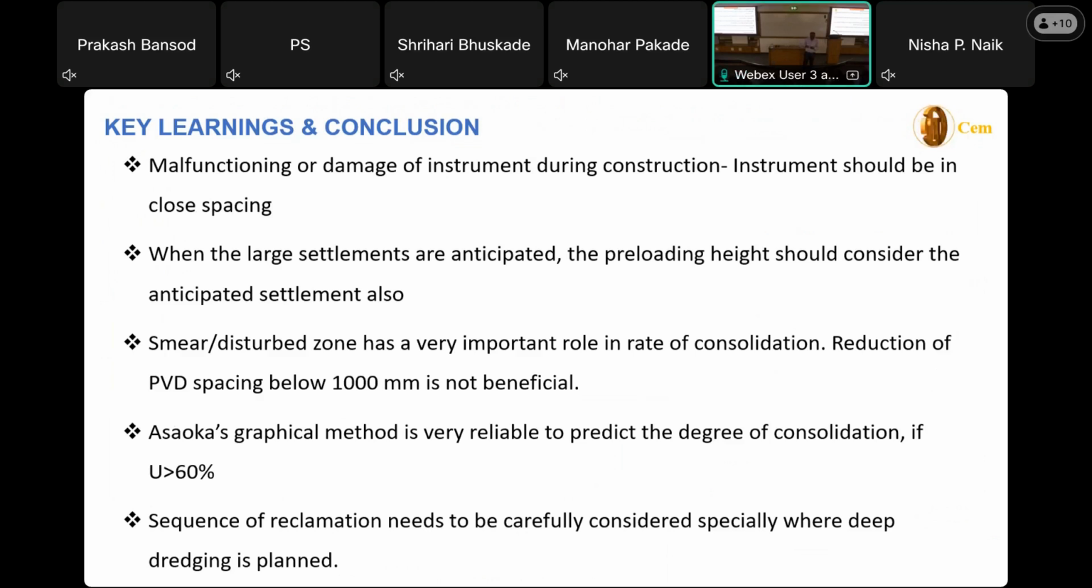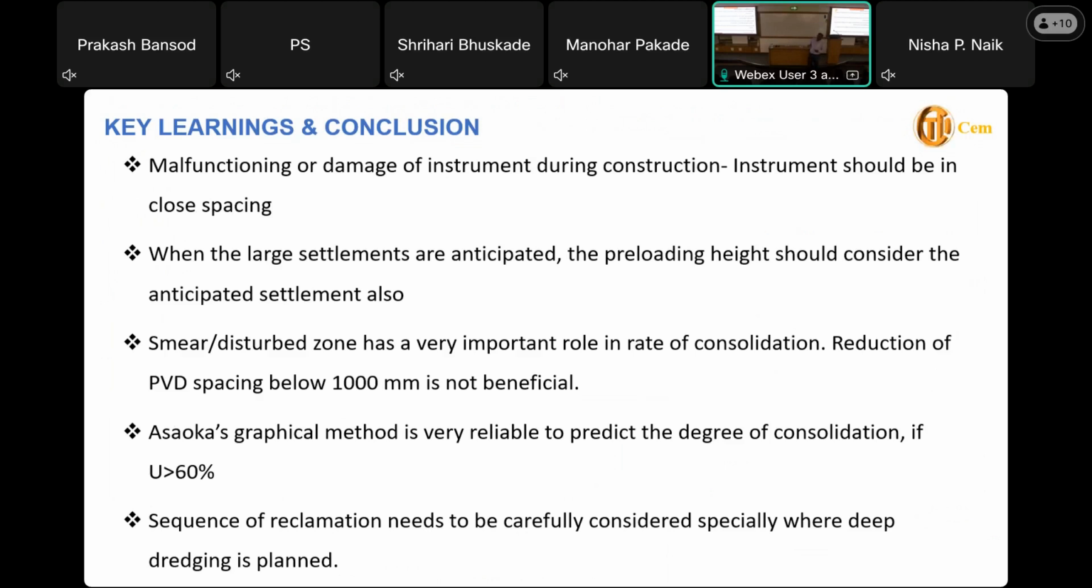The contingency plan should be there when we go specific to the instruments, especially the settlement plates. So at least we have the data. Even though some instruments are not working, we have the additional data, and from this additional data we can correlate. When large settlements are anticipated, the preloading heights should be considered.